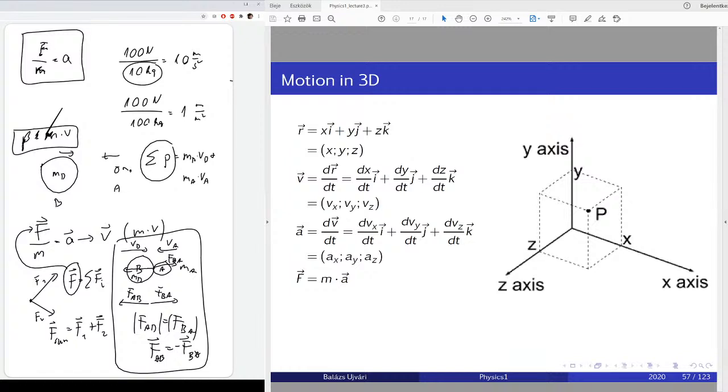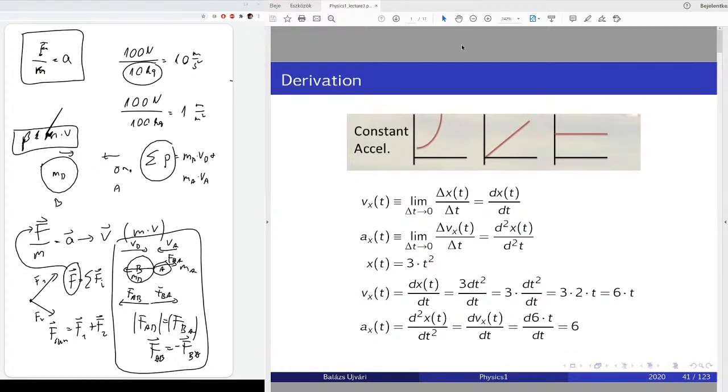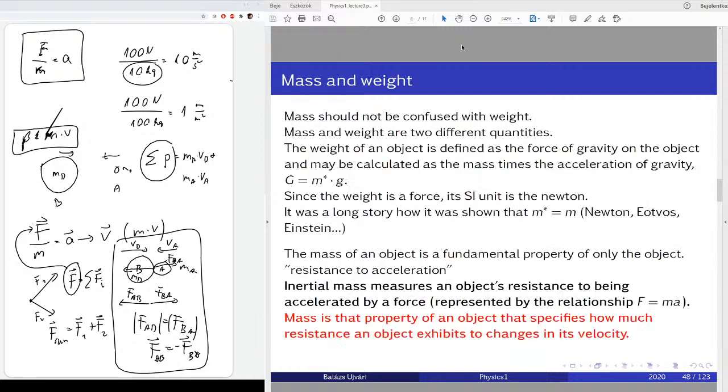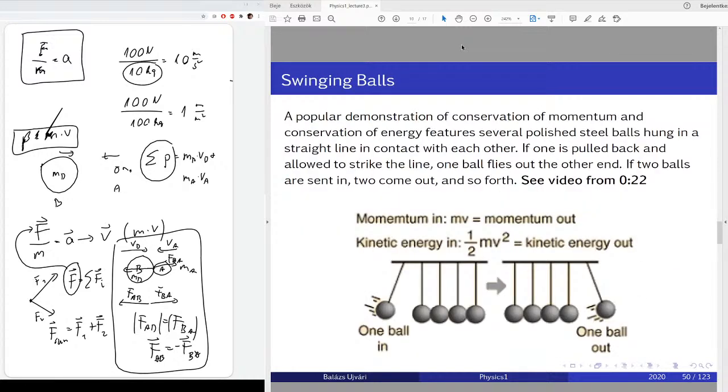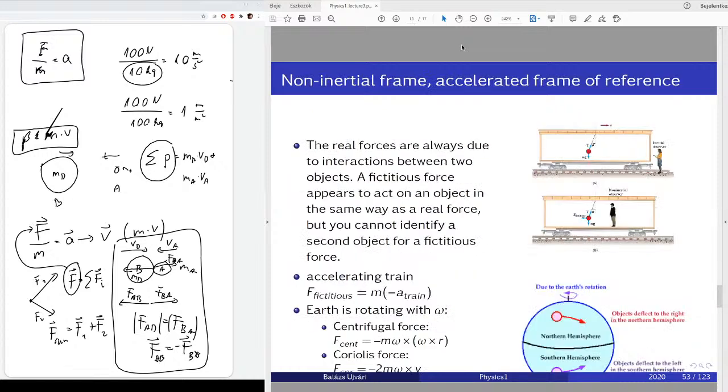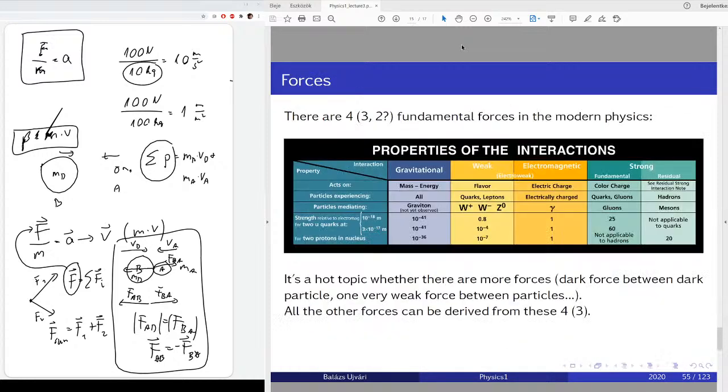Until then, you should practice the integrals, because we will integrate things like these ones. And just think for 5 seconds about mass and weight, that these are two different things. And of course, just take a look at Newton's laws, because these are the axioms of motion, and modern physics is based on this kind of axioms or laws. We use them several times. The rest is just for your interest.